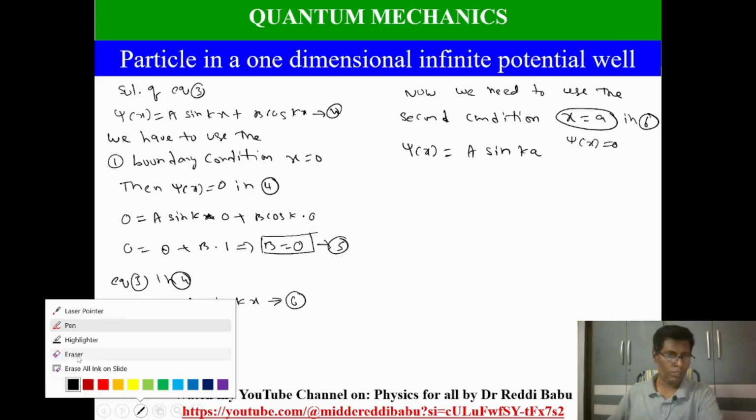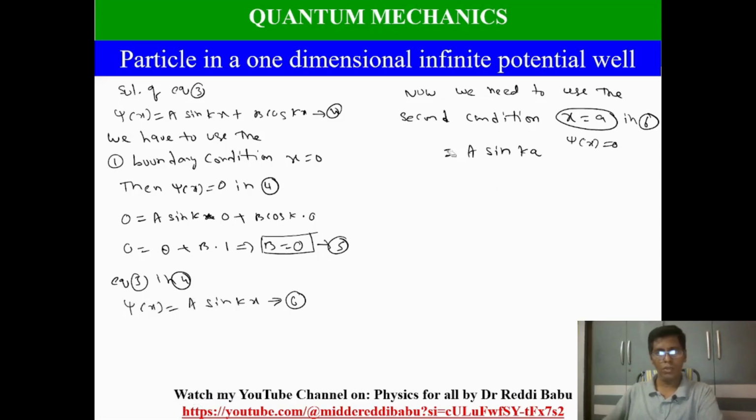So I will explain once again clearly. Now we have to substitute x is equal to a, which is the second boundary condition. By substituting x is equal to a, we get psi of x also equal to 0. Now use this condition in the sixth equation.